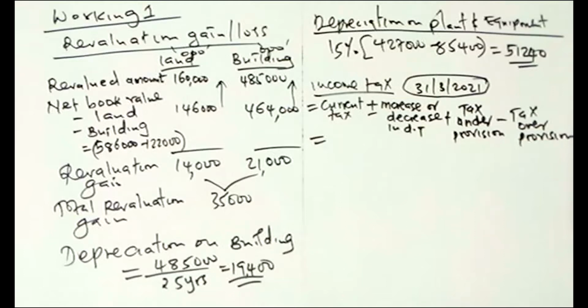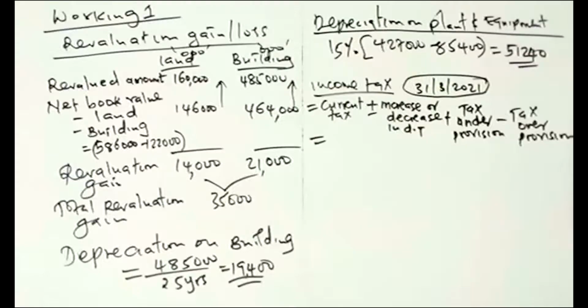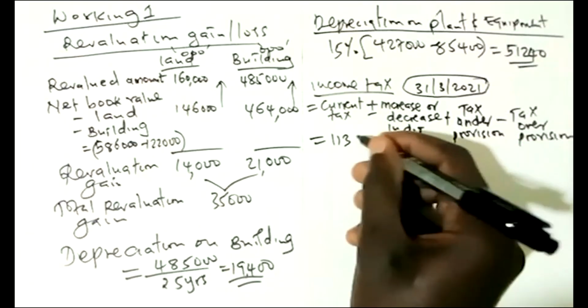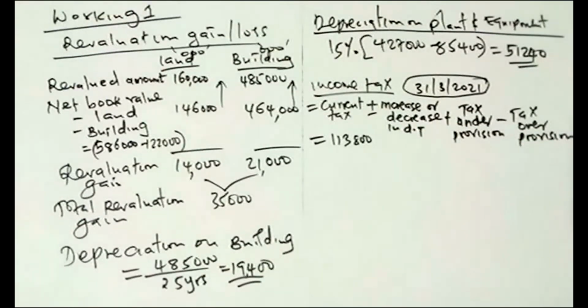So you can see, you were told in this question that Power Limited estimated that an income tax provision of 113.8 million is required in the year ended 31st March 2021. So that is the current tax, 130,800. Now we have to check if we have a deferred tax provision, or whether there was just a reduction. That is, whether there's a deferred tax liability or a deferred tax asset.